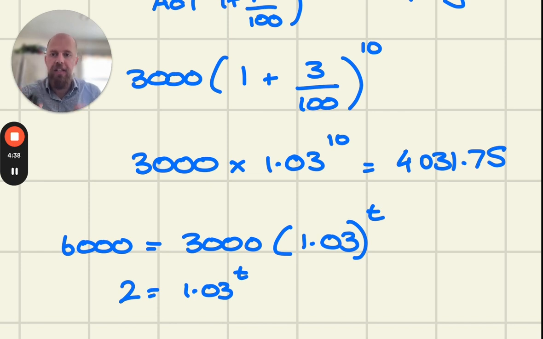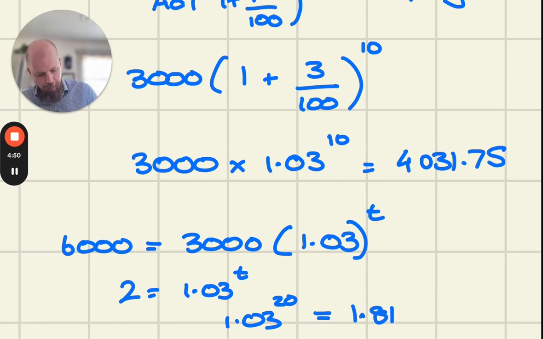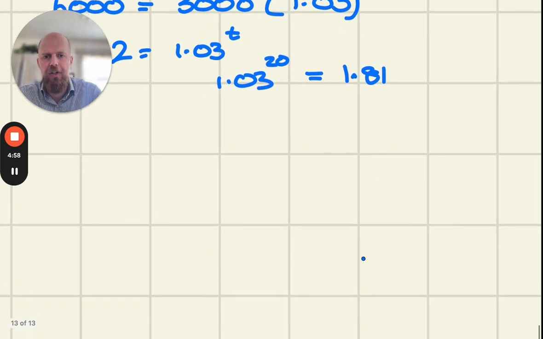All we're going to do is put numbers in our calculator until I get just above 2. Let's start with 20. So I do 1.03 to the power 20. I'm just going to guess and see how much that is. That's 1.81. Now that was just a guess. You could have started at 10, but we know that with 10 years we only had 4,000.